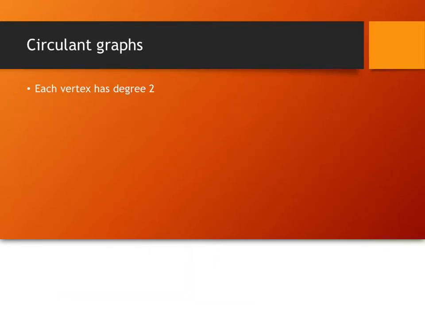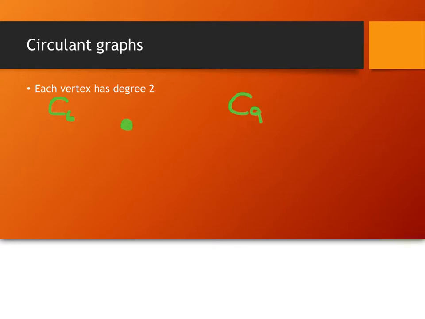All right, so here's what I want you to do. I want you to draw a C6 and a C9. Draw circulant graphs C6 and C9. Hopefully you've done that. Push pause on the video and all that kind of stuff.